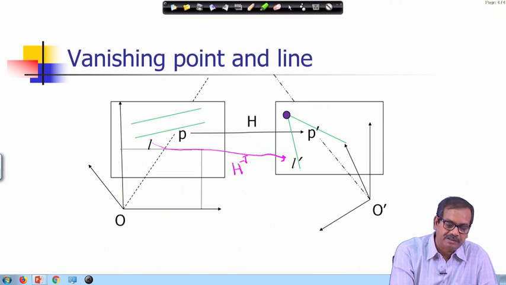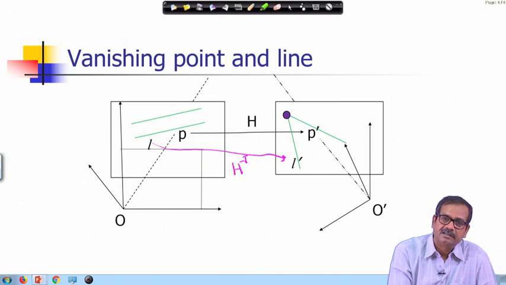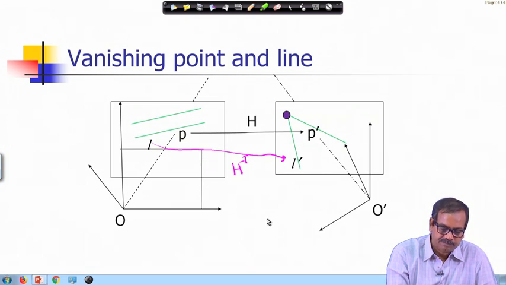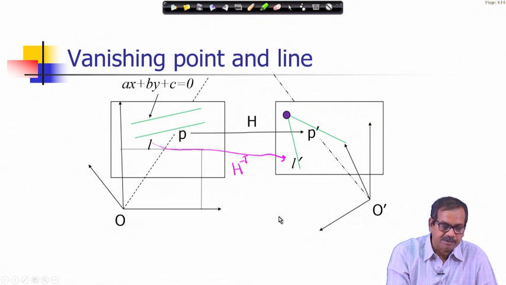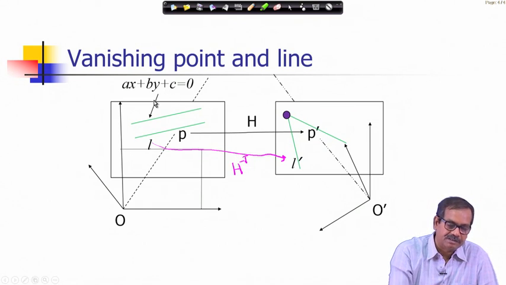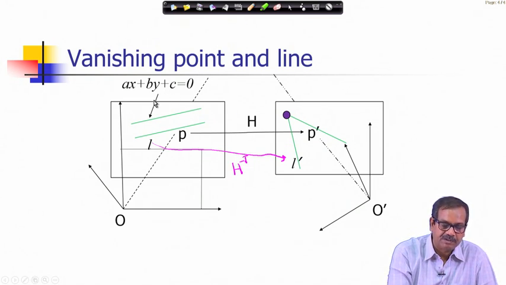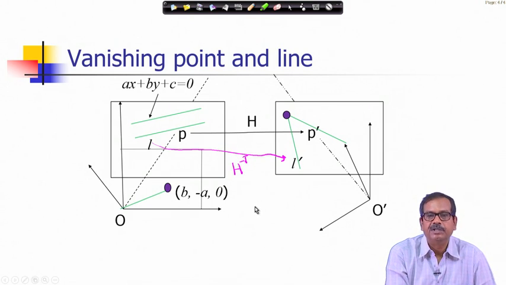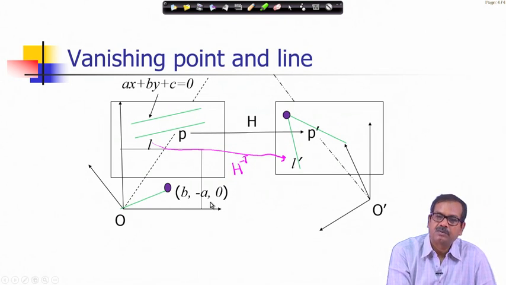We have already discussed that when two lines are parallel in a projective space, they intersect at a point which is at infinity, but there is a finite representation of that infinite point. For example, if we represent the straight line by the equation ax + by + c = 0, then all lines parallel to this straight line will intersect at a point in the projective space, which can be represented by the coordinate (b, -a, 0). That is a homogeneous coordinate representation.